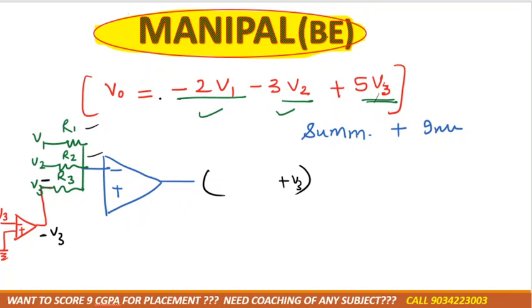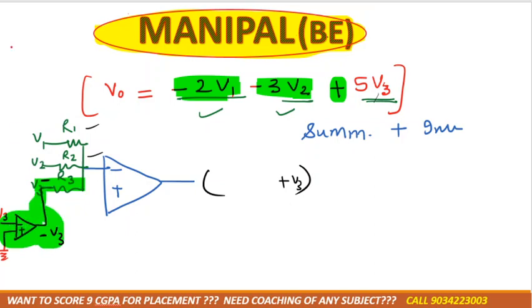So in this case, V naught is equal to, as you can see, the negative is the same as we want. We don't want the positive. So we'll connect V3 with the inverting amplifier. Okay, so if we provide positive V3, then the output would be negative V3. If I provide negative V3 in the summing amplifier, then we'll get positive V3. Understood?